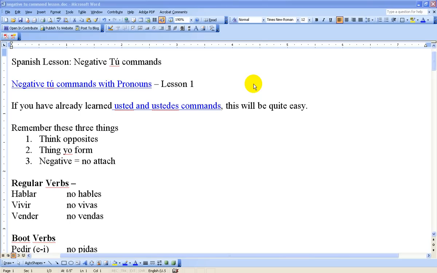So, if you've already learned usted and ustedes commands, this will be really easy for you, because it's almost exactly the same as usted and ustedes commands, with just a slight difference. Remember these three things when doing these negative tú commands. Think opposites, think yo form, and keep in mind with regards to pronouns, negative equals no attach. You don't have to necessarily think in that order, but just remember those three things, okay?